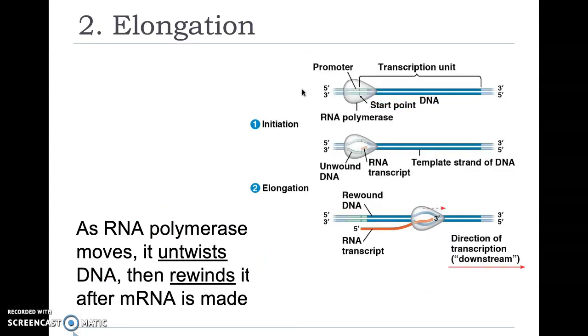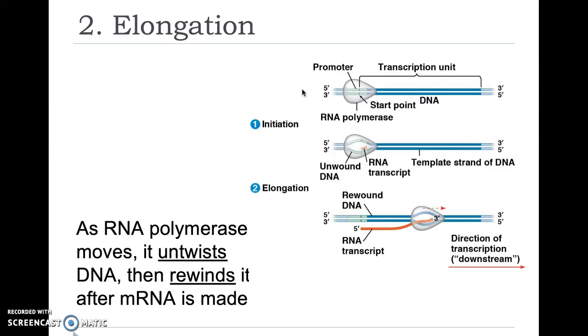In addition to RNA polymerase adding in the appropriate nitrogenous bases and nucleotides, it also is responsible for the untwisting of DNA as, again, it is being transcribed, and it is also responsible for rewinding it back after the mRNA strand is made. If you look at the picture, this summarizes the first two steps in transcription.